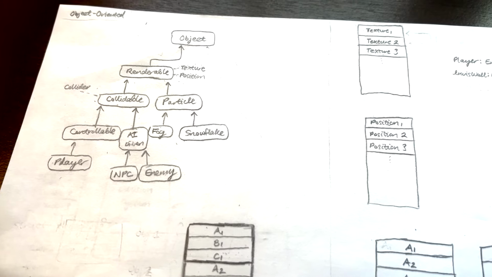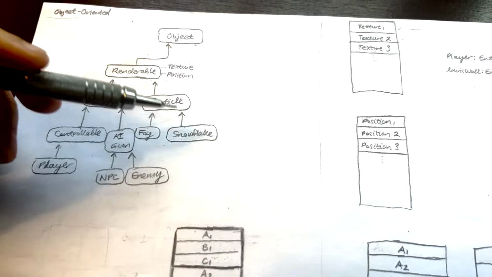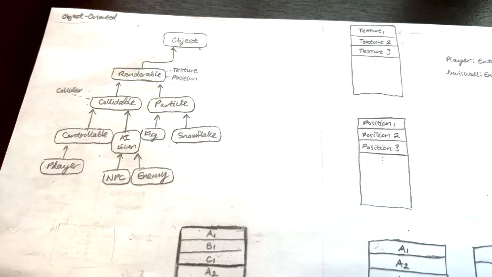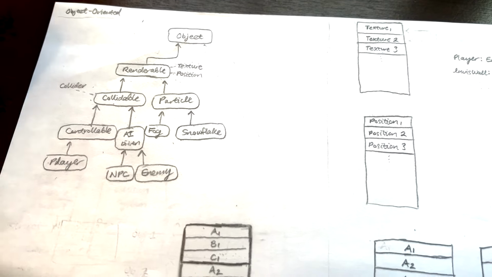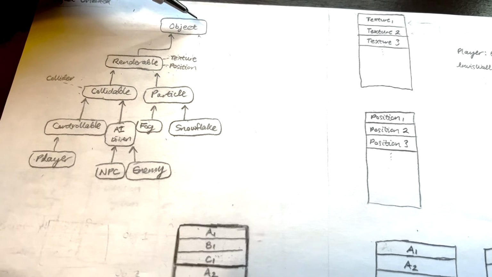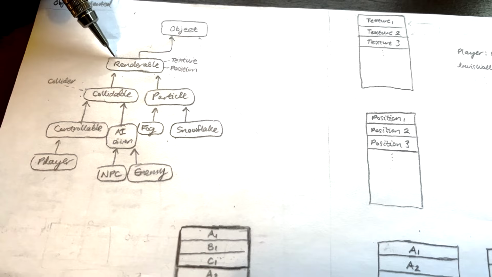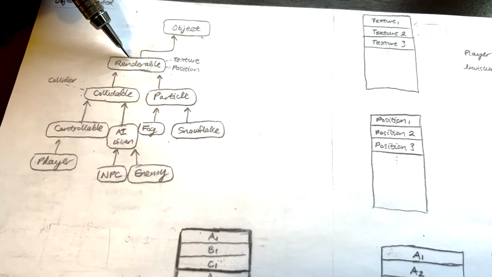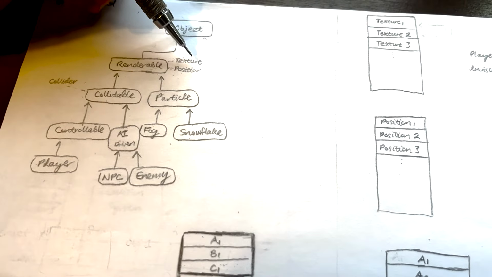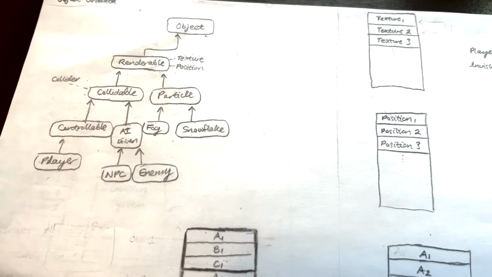So, say that you have the game objects player, NPC, enemy, fog, and snowflake. And you have an animal kingdom for how you're organizing these objects. So, for starters, everything is an object. Seems reasonable enough. Under object, we have a renderable object. So, this renderable thing might contain things like texture, like what graphic do we display to the player? Position, where do we display the graphic?